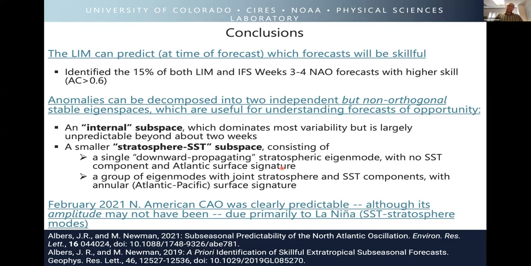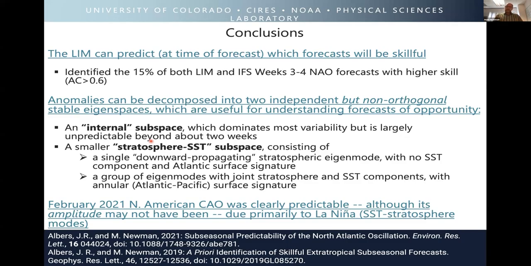Okay, so just to conclude then, the limb can predict at the time of forecast which forecasts will be skillful. So it's able to identify about the top 15% of high skill NAO forecasts. In other words, forecast skill that one might think would be actually usable on these weeks 3 and 4 timescales, both of the limb and in the IFS. And then we can use the limb to decompose all anomalies into these two independent, but importantly, non-orthogonal eigenspaces, subspaces, which we can use to understand where the forecasts of opportunity are coming from.